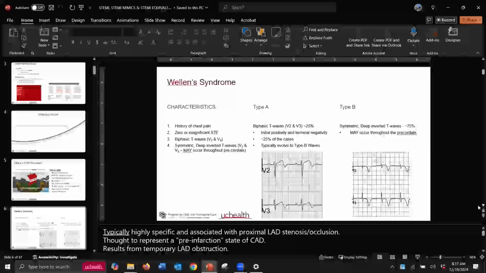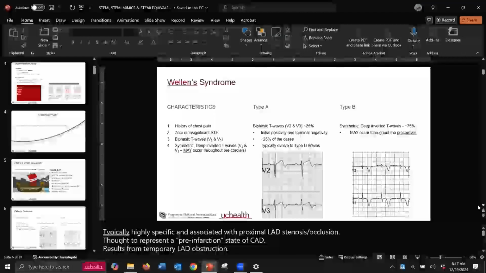There's one important differential when we get into STEMI equivalent versus STEMI imposters. Okay, questions about this?